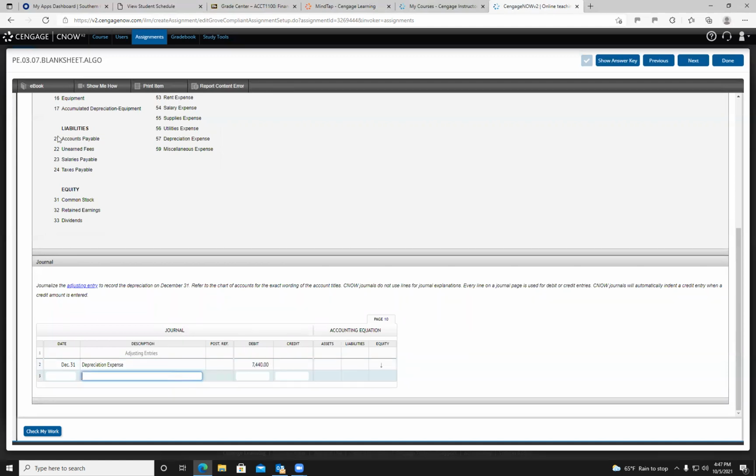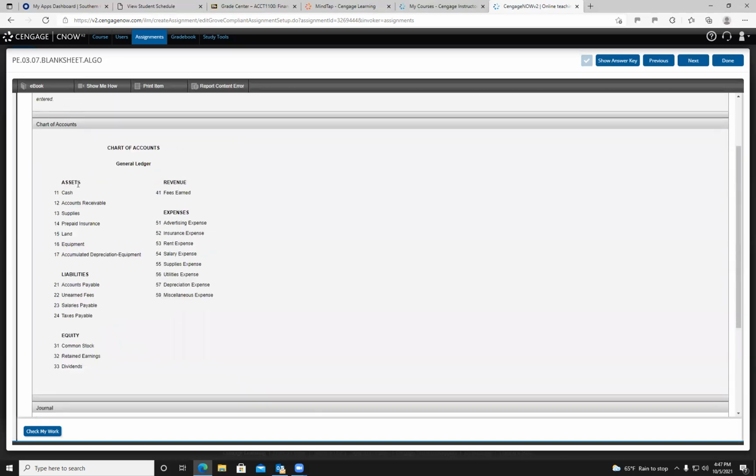Now, this is a contra asset account, so we're crediting it. I know you're thinking, well, if it's under assets, I should be recording it as a debit because assets are recorded with debits. No, because we're using this as a contra asset to reduce the value of this asset, equipment. So we're going to actually be recording it as a credit.